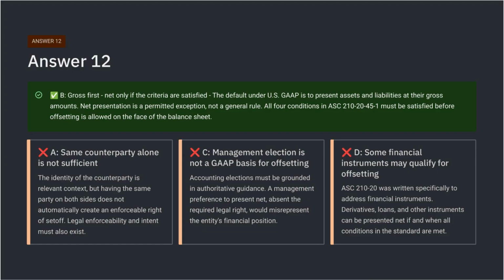Option A is wrong because having the same counterparty is not enough. Option C is wrong because management election alone cannot justify offsetting. Option D is wrong because some financial instruments can qualify for offsetting when the standard's conditions are met. The memory rule is simple. Gross first, net only if allowed.